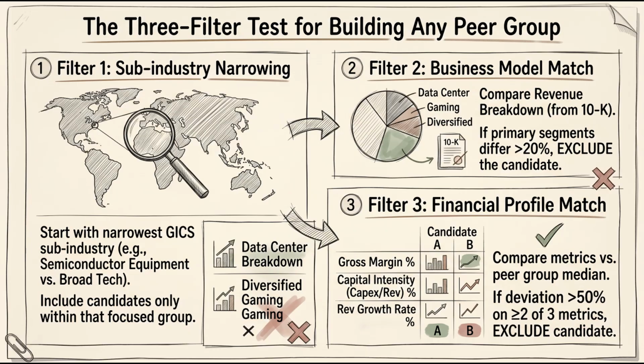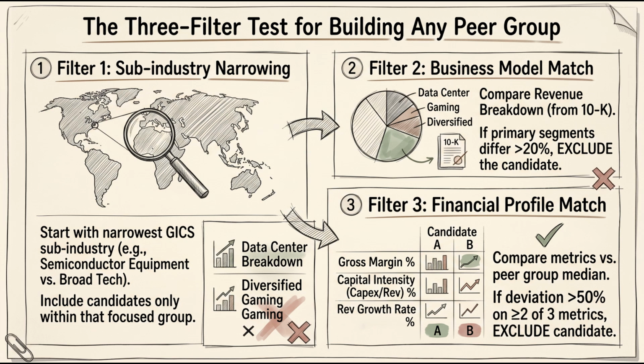Use this 3-filter test. Filter 1 is the GICS sub-industry. Start with the narrowest classification available. Filter 2 is the business model match. Check the revenue breakdown in the latest 10K, and if primary segments differ by more than 20 percentage points, exclude that candidate. Filter 3 is the financial profile match.